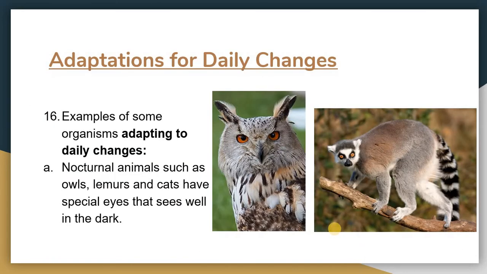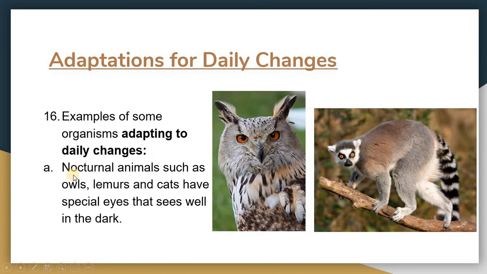All right. Other than having adaptations for habitats, animals also have certain adaptations for daily changes. What do we mean by daily changes? Daily changes mean changes during the day. We know that it's not always sunny; we don't have the sun up in the sky 24 hours. There's a night time, there's also a daytime. So certain animals have adaptations for the nighttime. Here are some examples of organisms adapting to daily changes.